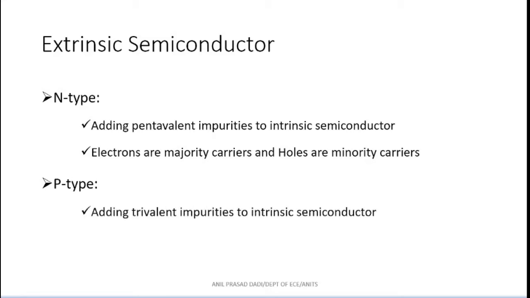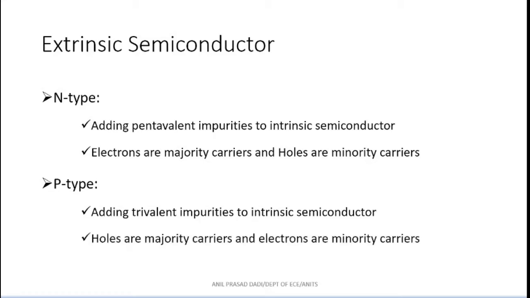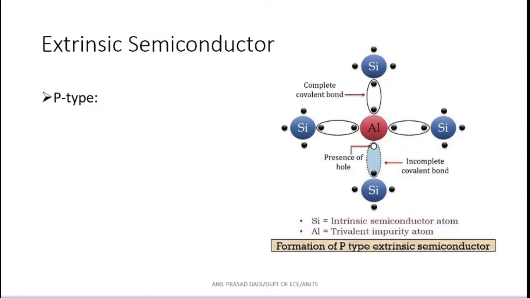Trivalent. Very good. Adding trivalent impurities to the intrinsic semiconductor results in the extrinsic semiconductor called p-type. And why is it called p-type? Very good. Holes are majority carriers and electrons are minority carriers. Your answers are very good. It seems like you have already learned all these things. So let us go into some more detail.